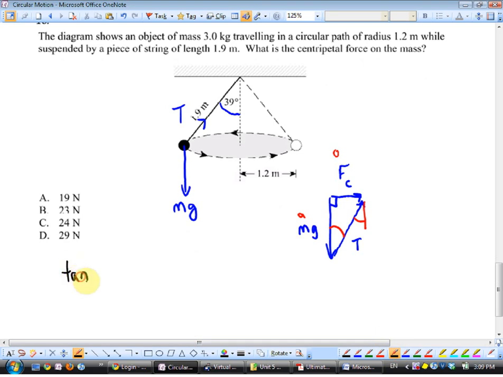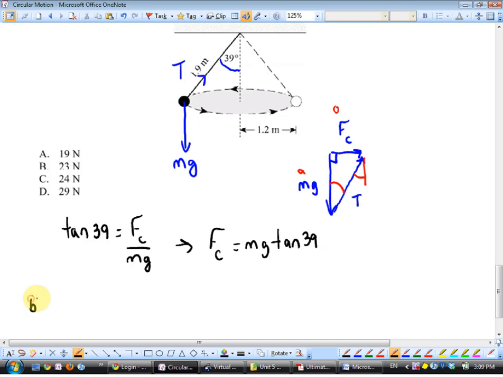Tangent of 39 equals opposite over adjacent. FC equals MG tan 39. I'm going to add a part B to this question, because I think another nice extension, given all this information, might be to say part B, find the speed.